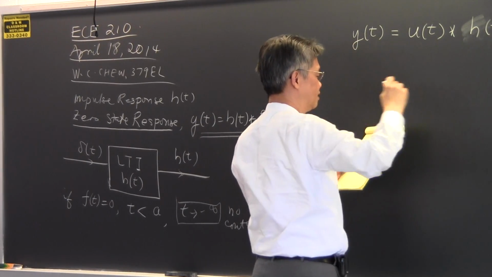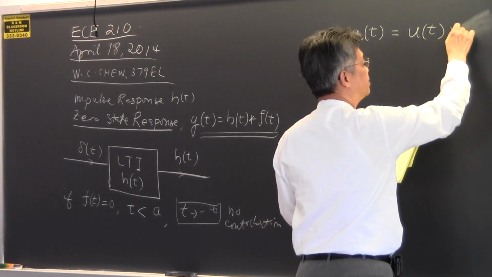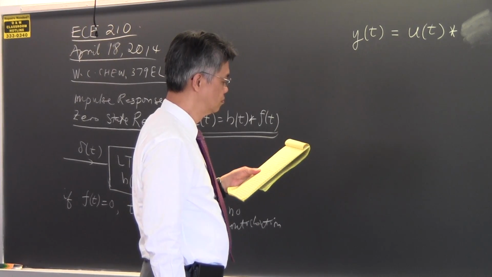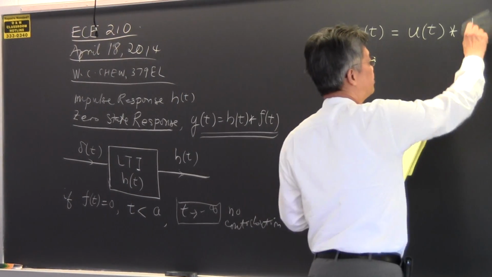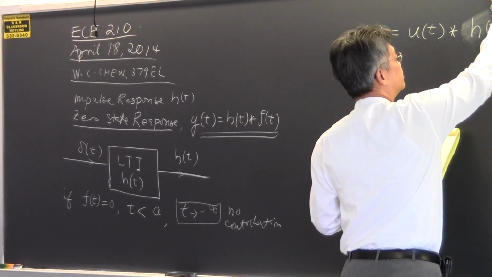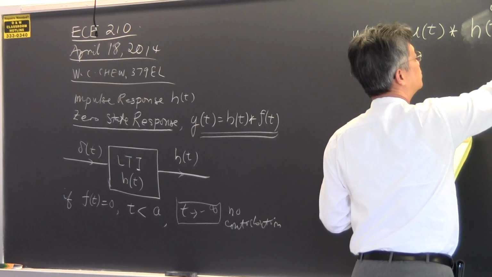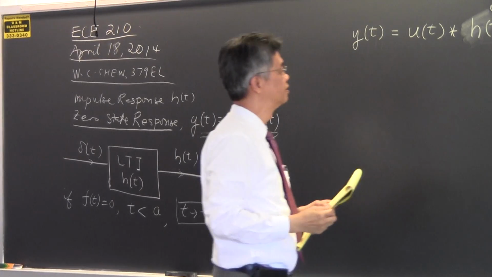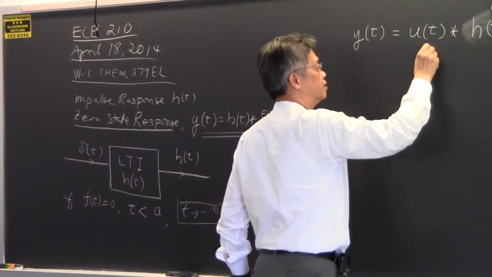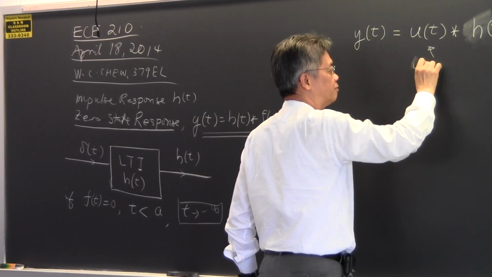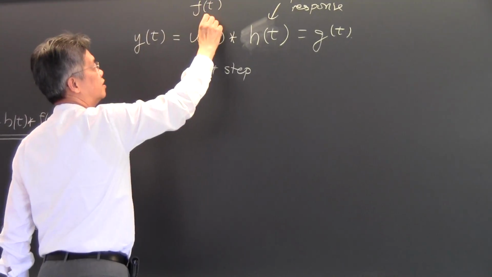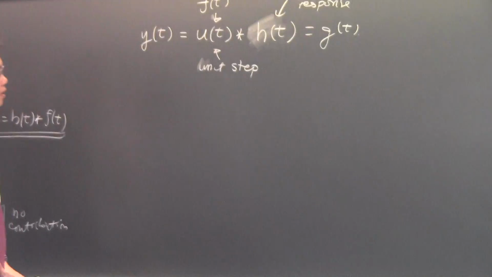This will be your input. This is your impulse response. And this is your output, which will be g(t). So if a unit step function acts as an input, this is usually called your f(t) in the previous part of the course. So one way is to do this kind of experiment.